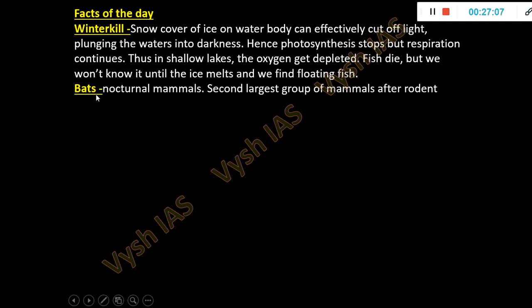So here, bats. About bats, because this year they asked about elephants and all, maybe anything they ask. So bats are nocturnal mammals, meaning they will be awake at night, and they are the second largest group of mammals after rodents. Okay, rodents like mice and all these things. This is just statements. Okay, because maybe what if they ask like they are the largest group of mammals, then it will be false.